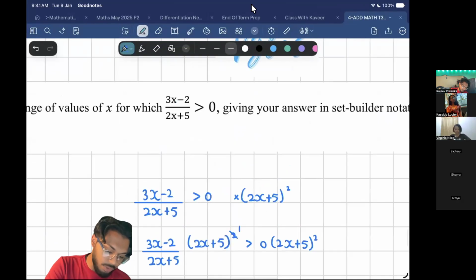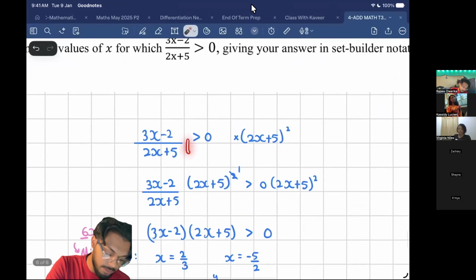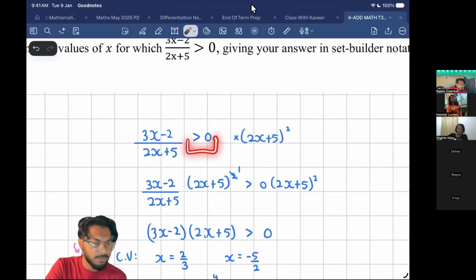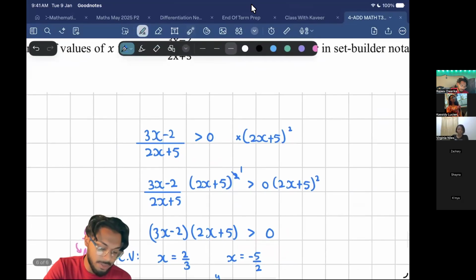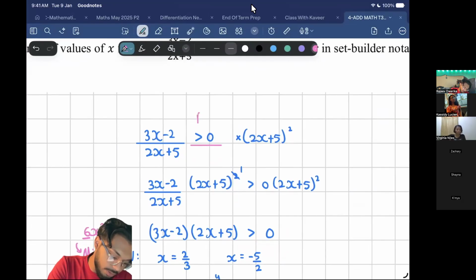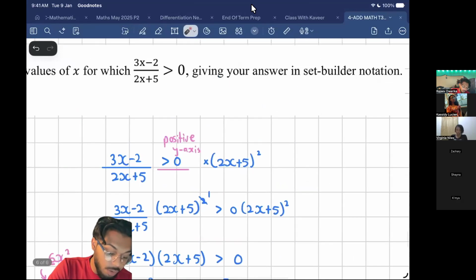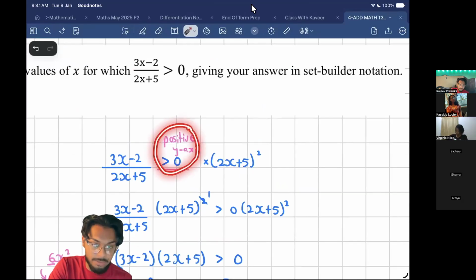Now, according to the question, we wanted to figure out where it is more than 0. Guys, if it's more than 0, does that suggest positive or negative? Positive. And again, we're looking on the x-axis or the y-axis? Y-axis. So, Zachary, we are trying to figure out where our input will give us an output that is more than 0. So positive, above the x-axis.